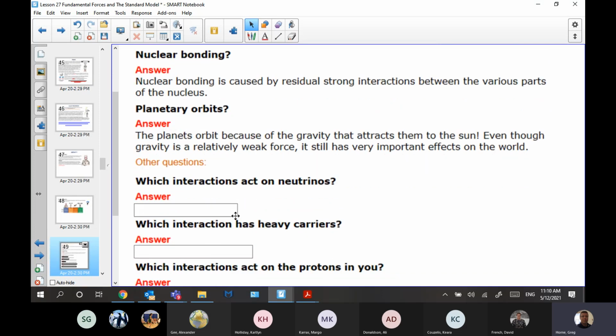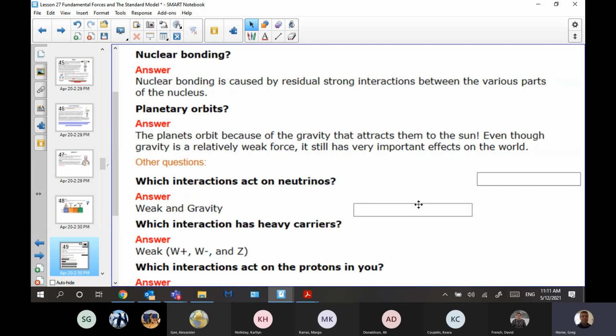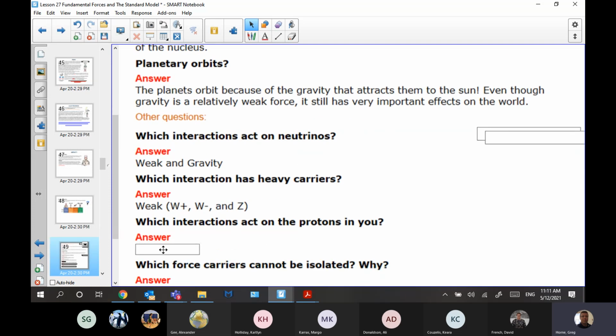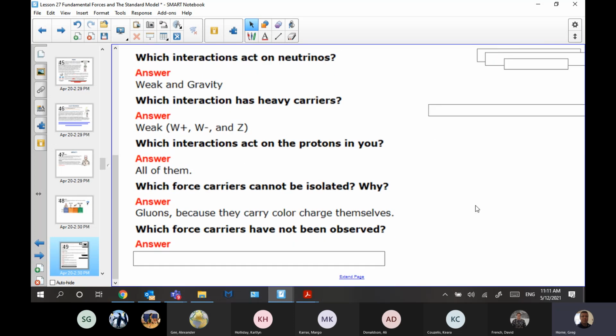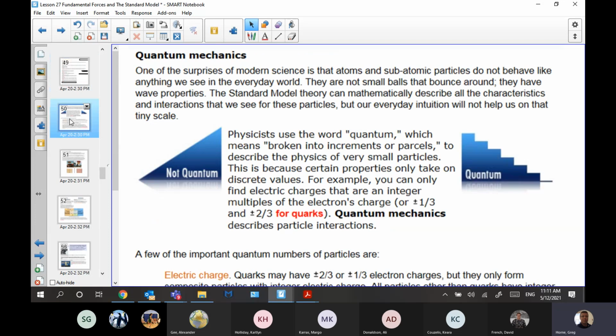But what interactions act on neutrinos? Neutrinos are to do with weak and gravity. Which interaction act as heavy carriers? I don't remember what that means, to be honest. Which interactions act on the protons and everything, because that adds up to your mass. Whatever. Force carriers cannot be isolated. Oh yeah, because the gluons and quarks. So I'm not expecting you to be the resident expert on this at this point, by any means. Just overall idea, right?